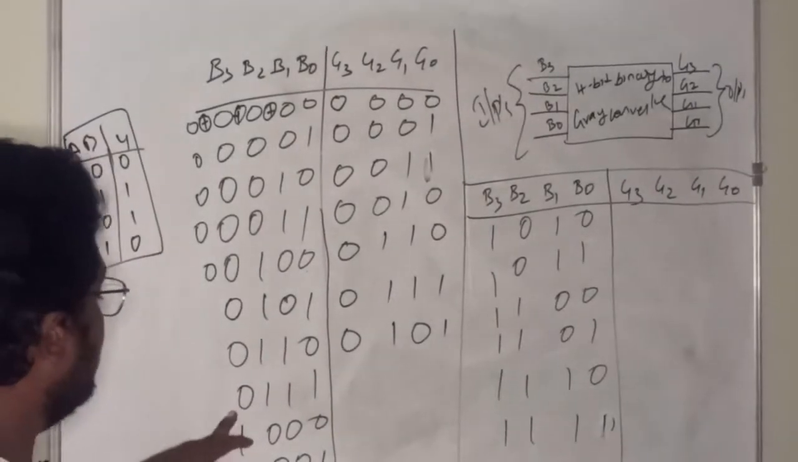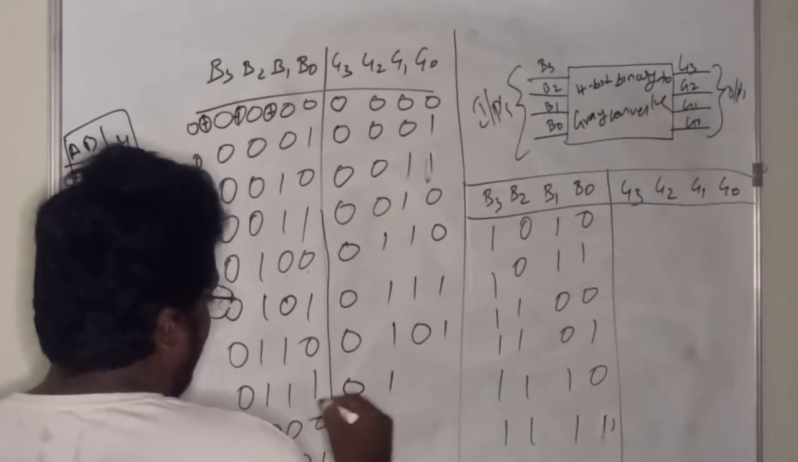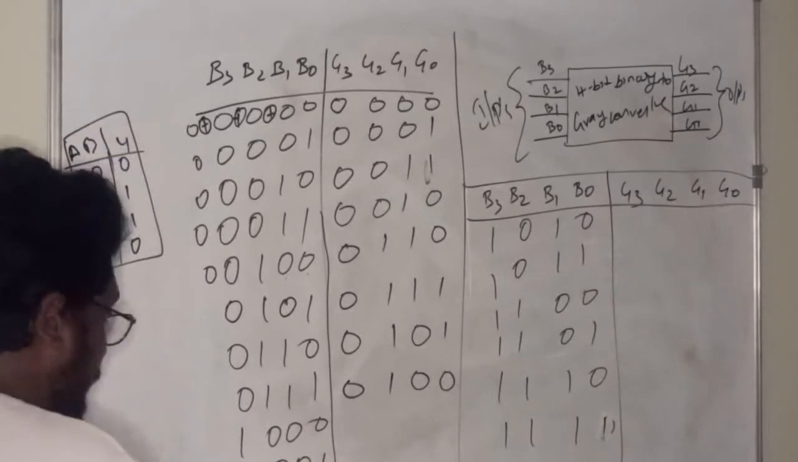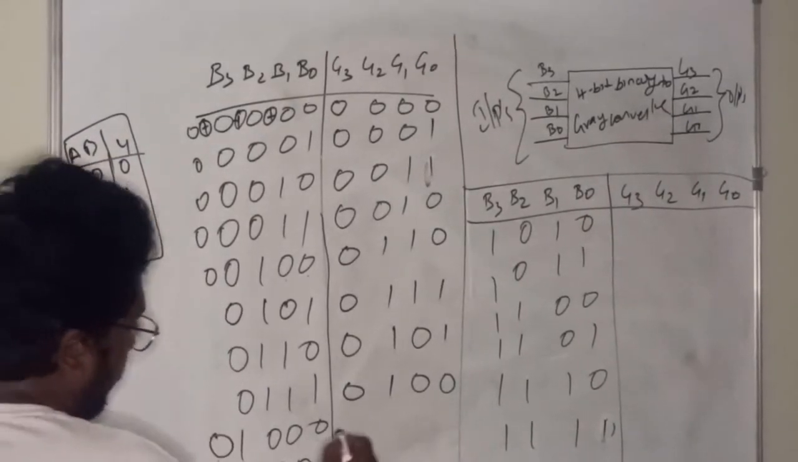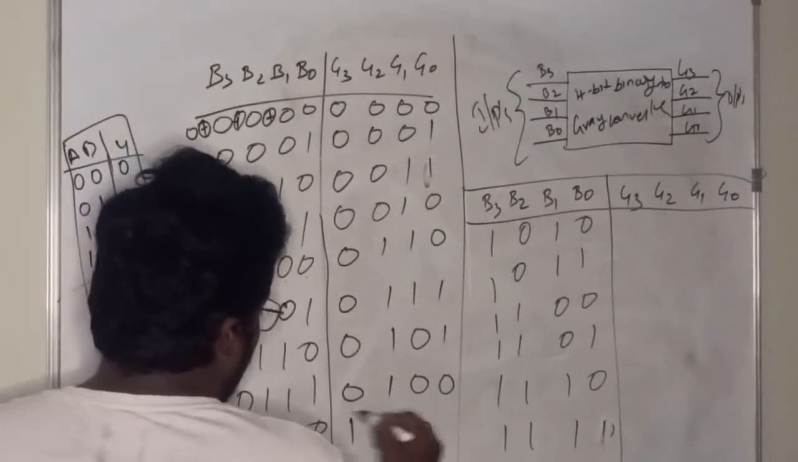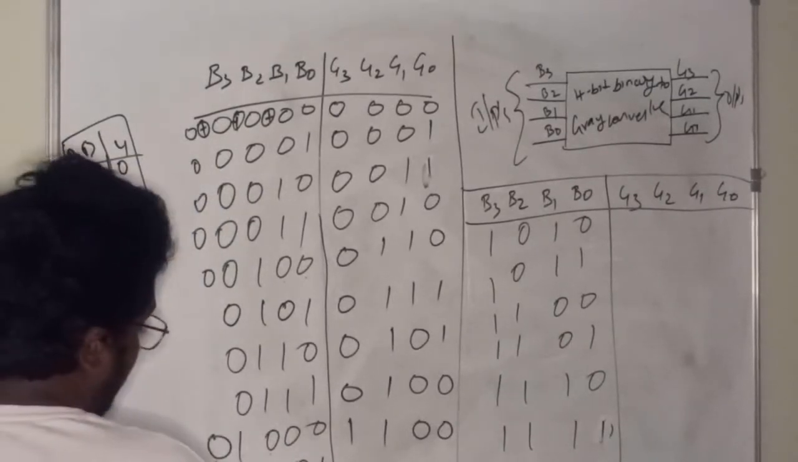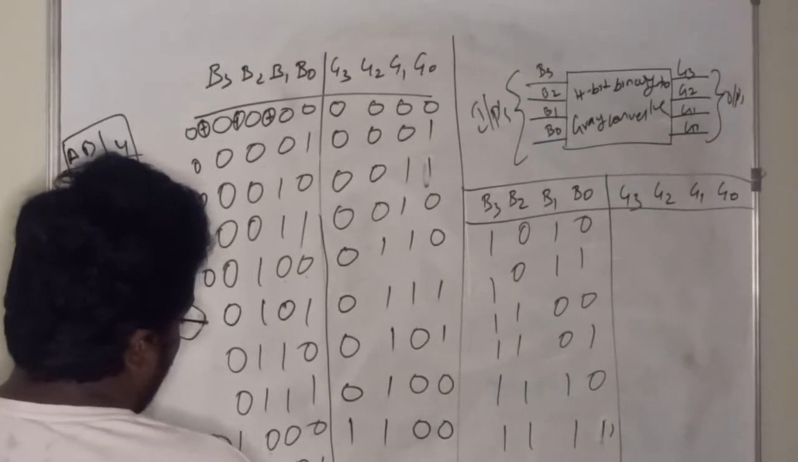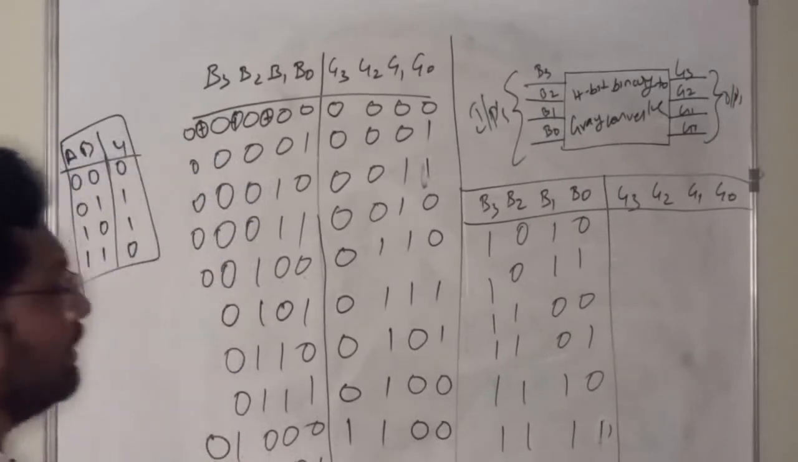So next one, 0 XOR 0 will be 0, 0 XOR 1 is 1, 1 XOR 1 is 0, 1 XOR 1 is 0. So next one, here place 0, right? 0 XOR 1 will be 1, 1 XOR 0 is 1, 0 XOR 0 is 0, 0 XOR 0 will be 0. So again 0 XOR 1 is 1, 1 XOR 0 is 1, 0 XOR 0 is 0, 0 XOR 1 will become 1.